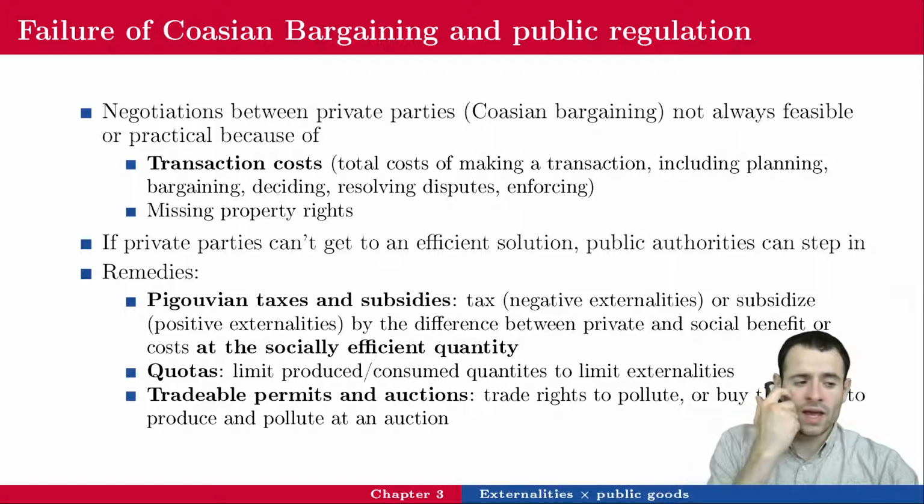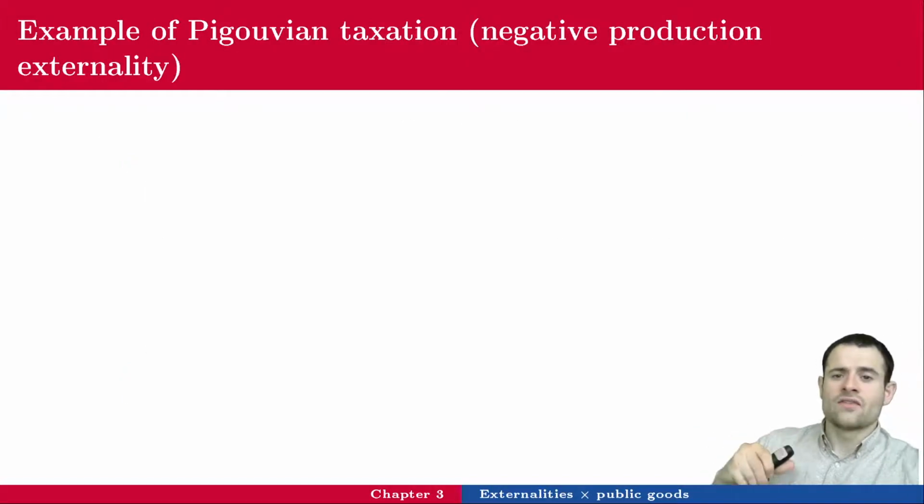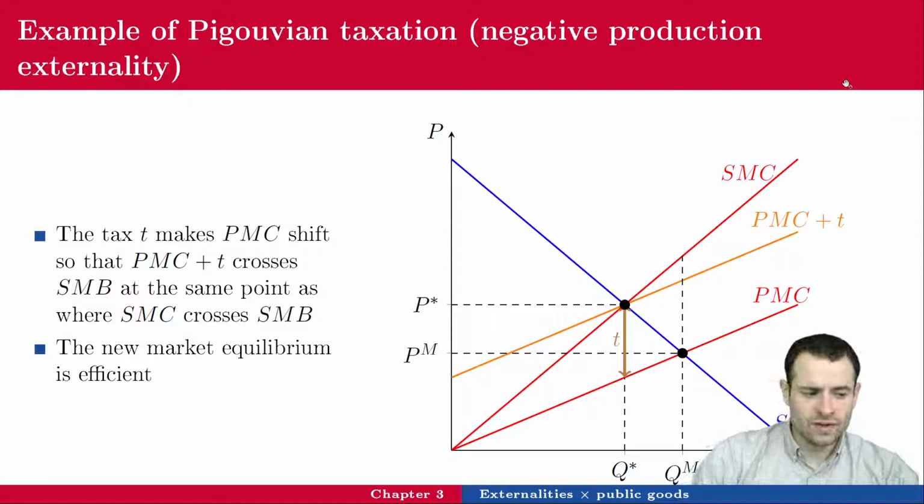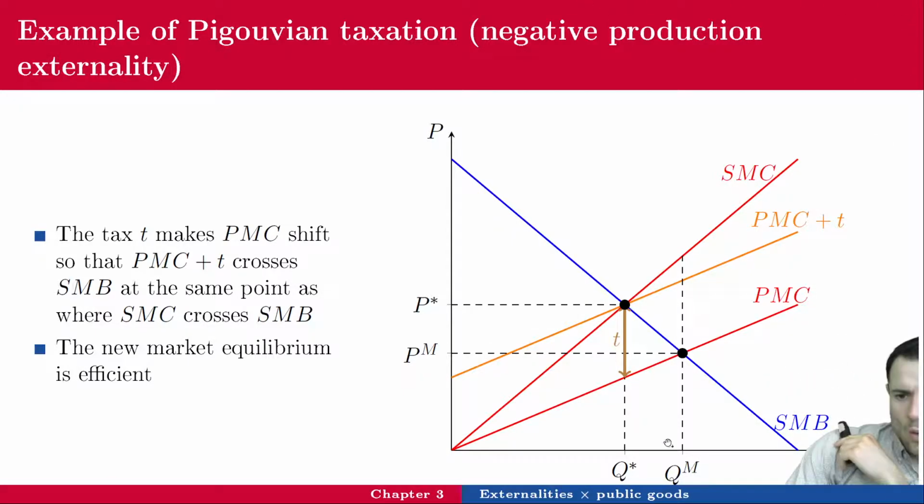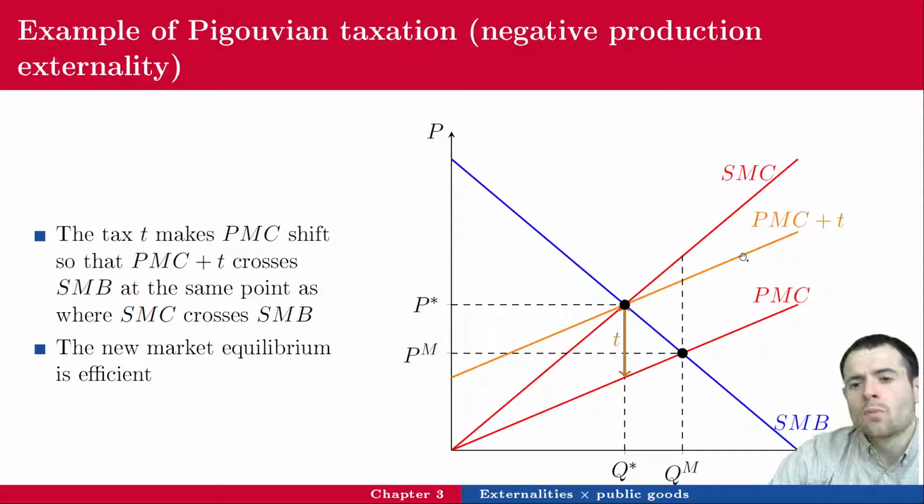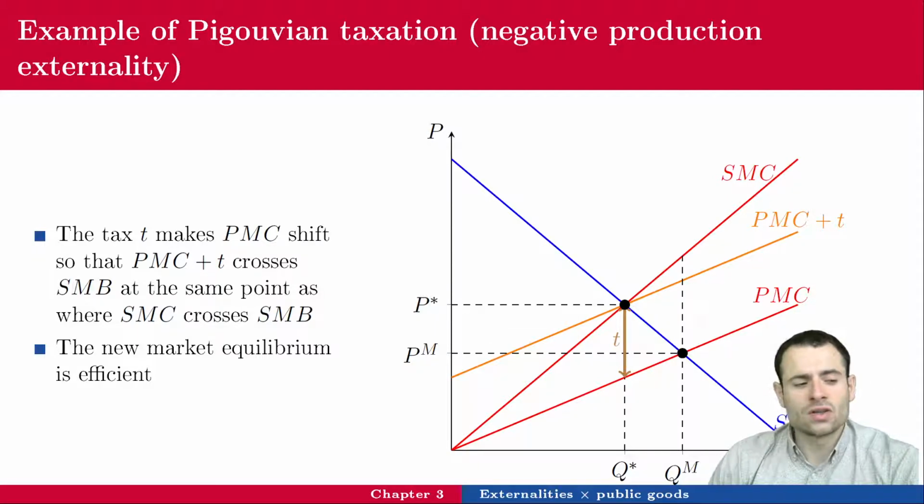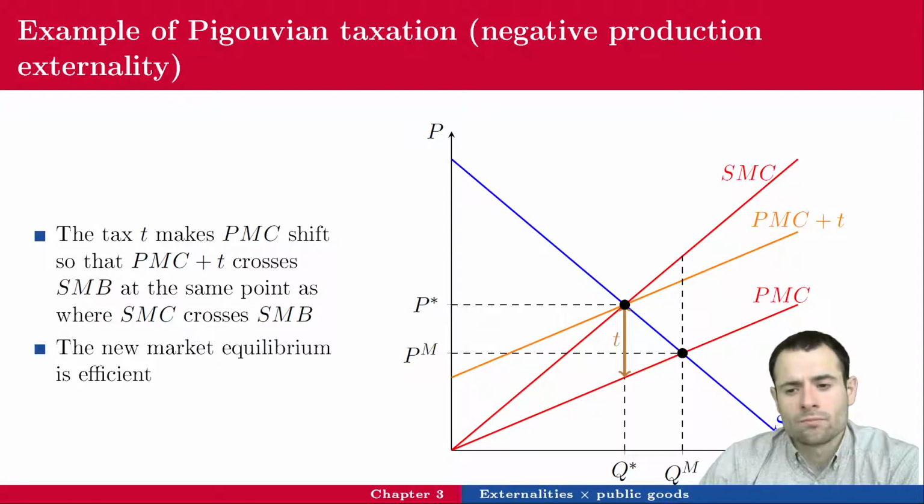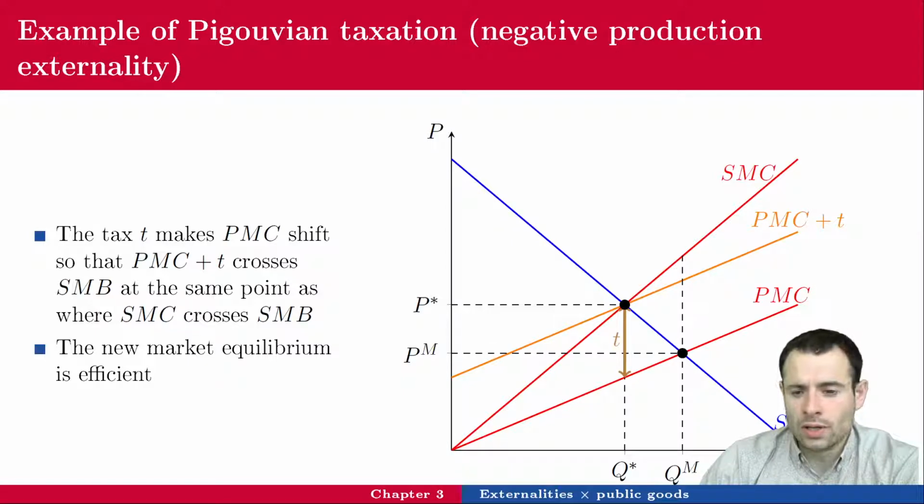Now, I want to go back to the case of Pigovian taxes with the case of a negative production externality again. So we have our social marginal benefit. We have our private marginal cost. And we have a social marginal cost which is not parallel to the private marginal cost. The idea is that the more you produce, the higher the marginal cost of producing an extra unit. The more you produce, for instance, the more pollution it creates, in the sense that producing the 10th unit of the good pollutes more than producing the first unit of the good. The socially efficient equilibrium is at P star, Q star.